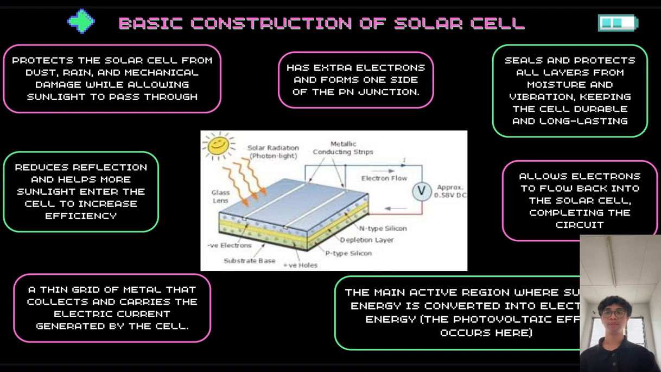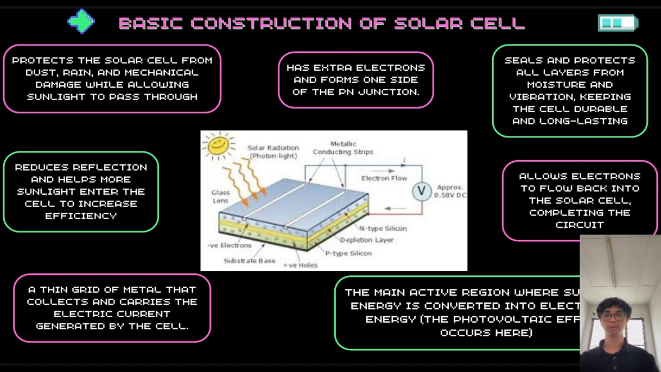The region between them, known as the depletion layer, is the main active region where sunlight energy is converted into electrical energy. This is where the photovoltaic effects takes place. Around the edges, sealing materials protect the cell from moisture and vibration, keeping it durable and long-lasting. Finally, at the back, a conductive layer allows electron to flow back into the solar cell, completing the electrical circuit.